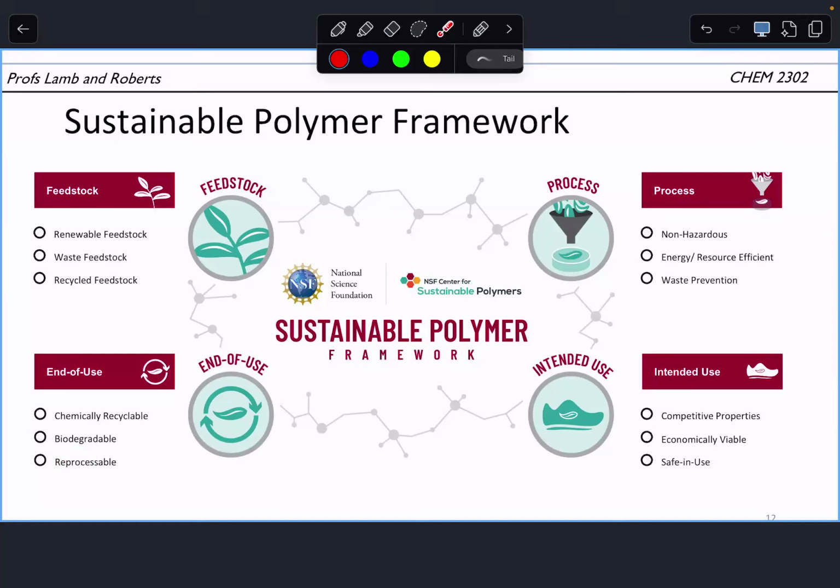So having a material, like a tire, for example. Tires are just thrown away because we can't reprocess them. We can't do anything with them. But can we make a material that you can reprocess, that you are able to then make a second life out of? And then finally, intended use, right? Sustainable polymers, there's a lot of research being done. A lot of it is not economically viable. So eventually you do need to be thinking about that and making sure that it's safe in use.